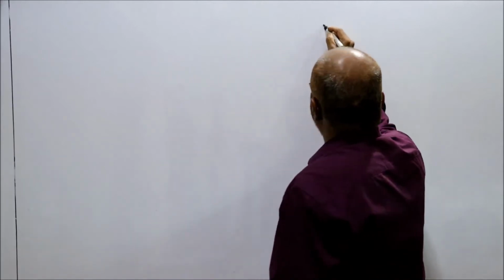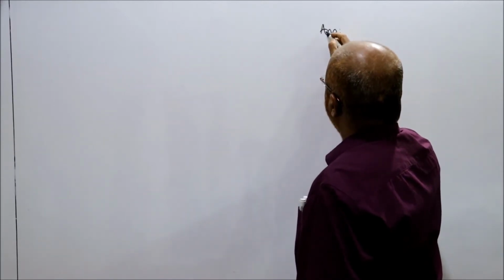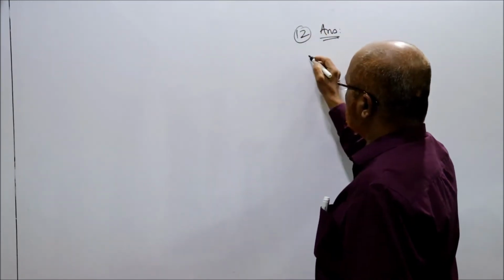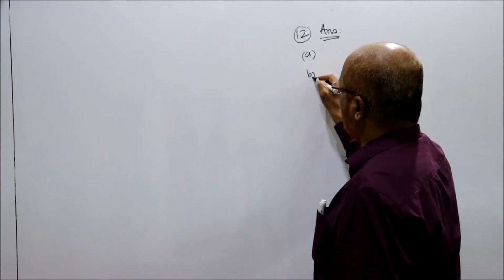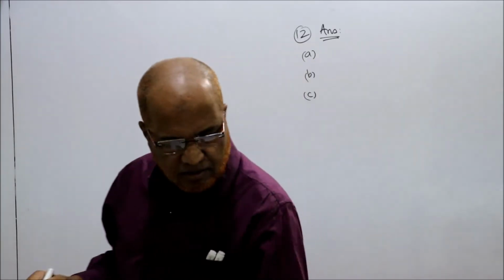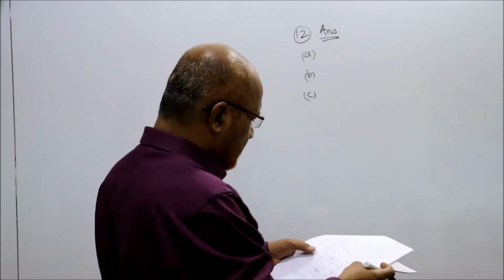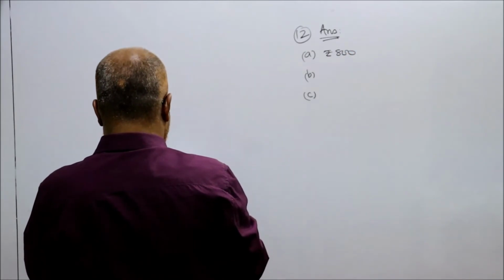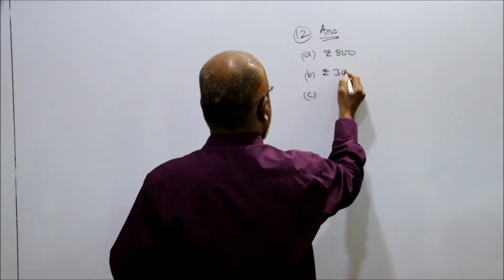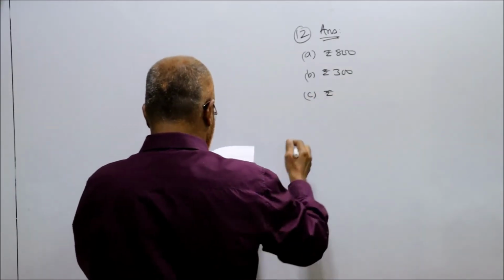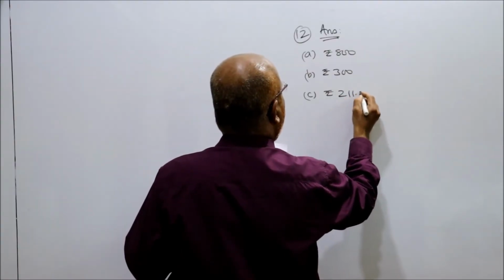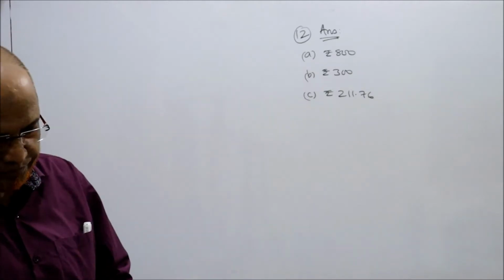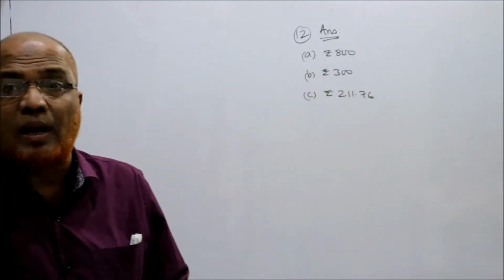The answer for this 12th problem. Answer for this 12th problem is case A, B, C. I'm having the answer. I will write down the answer so that you can confirm it. A is 800. B is rupees 300. And C is rupees 211.76. These are the answers you will get if you solve the problem. This is problem number 12.